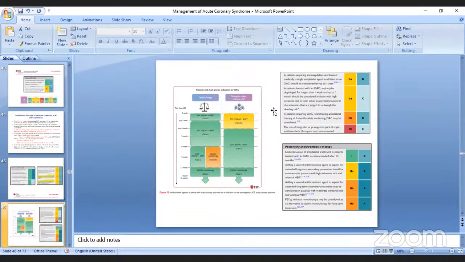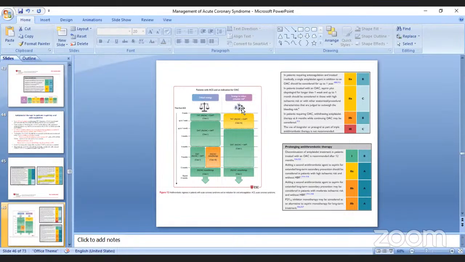So, in patients who require oral anticoagulation and treated medically, a single antiplatelet agent along with the oral anticoagulation, that is dual antithrombotic therapy, should be considered for a period up to 1 year. In case of patients treated with OAC, aspirin plus clopidogrel for longer than 1 week and up to 1 month should be considered in patients who are having a high ischemic risk. That is a triple antithrombotic therapy. That is a DAPT with the oral anticoagulation should be considered for 1 week to up to 1 month in case of patients with high ischemic risk.